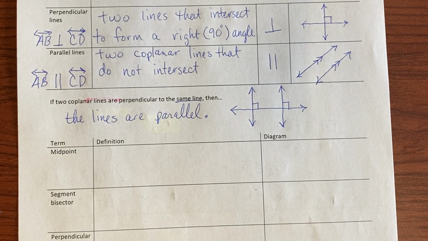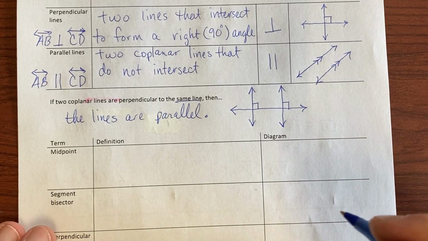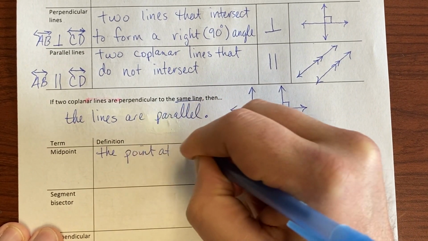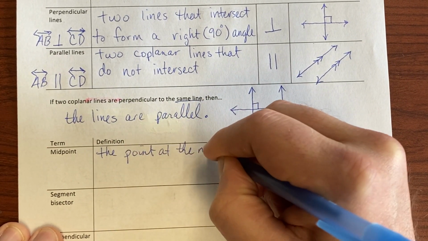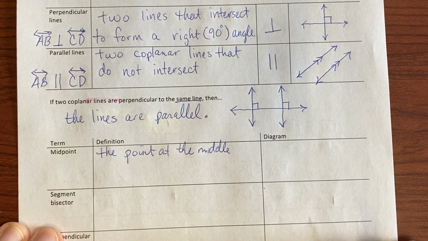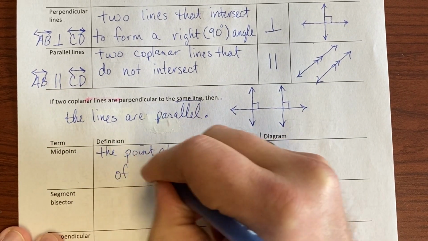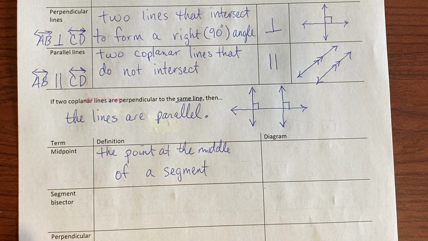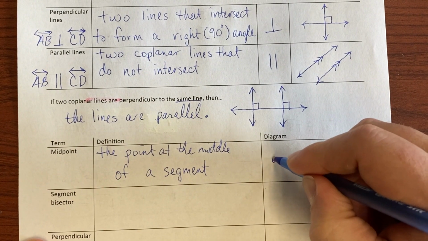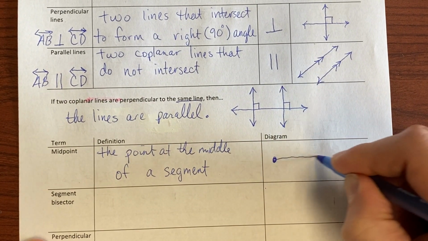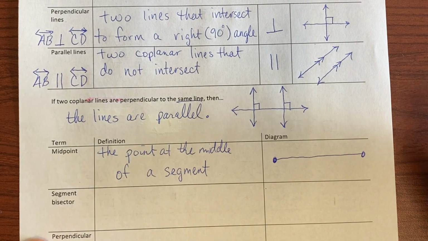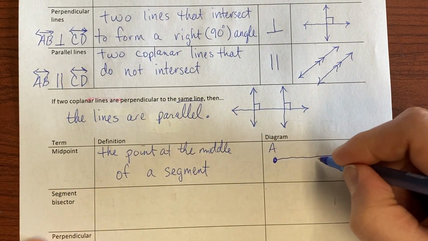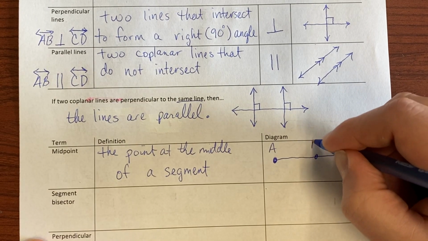All right, let's take a look at our next definition here. So the definition of midpoint is going to be the point at the middle of a segment. Okay, in a diagram, I'm going to go ahead and draw segment AB. And I'm going to put a point in the middle. I'm going to call that point M.